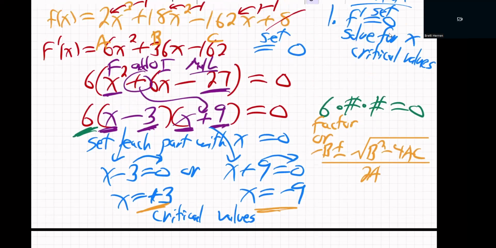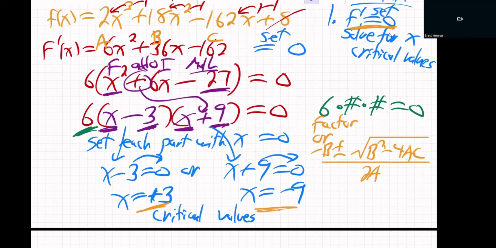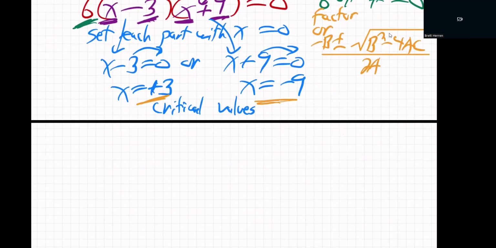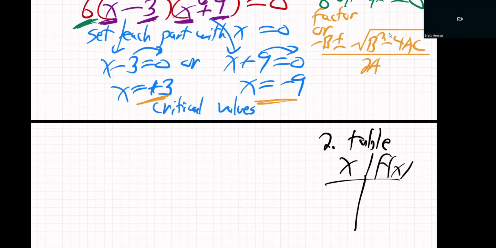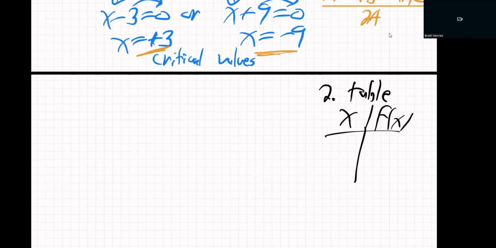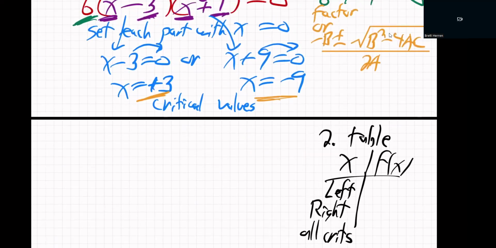Now, what do we do with those? That's step one. Set the derivative to 0, solve for x, get the critical values. Step 2, make a table where you have x and you have f of x, the original function. And in that table, you put the left edge, put the right edge, and then you put all the critical values.